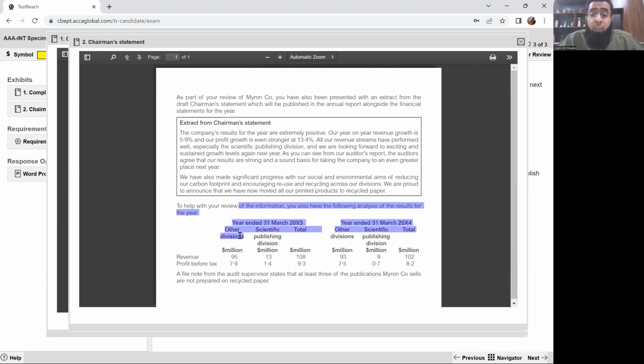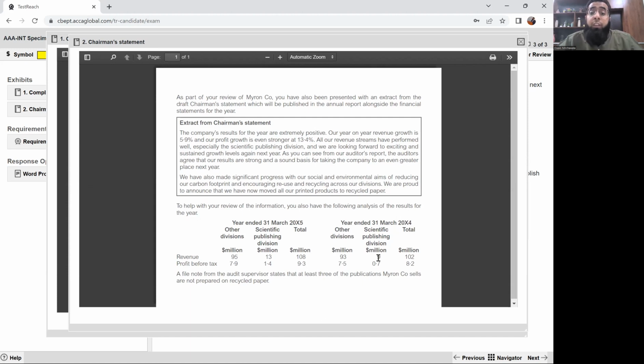To help with your review of the information, you also have the following analysis of the results for the year. Year ended 31st March 2005, other divisions and scientific publishing division. We are provided with revenue of 95 million and 13 million. The total revenue is 108 million. In the previous year, the revenue of other division was 93 million.